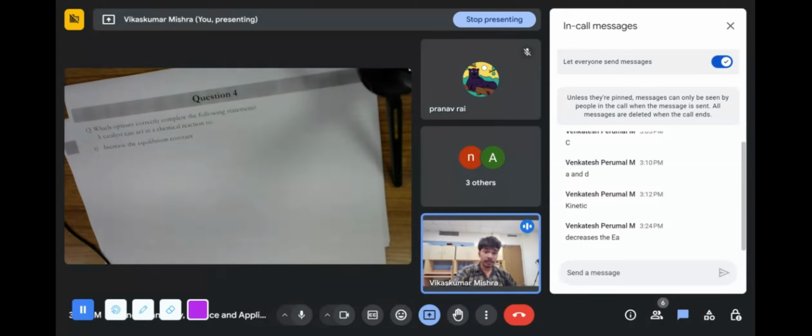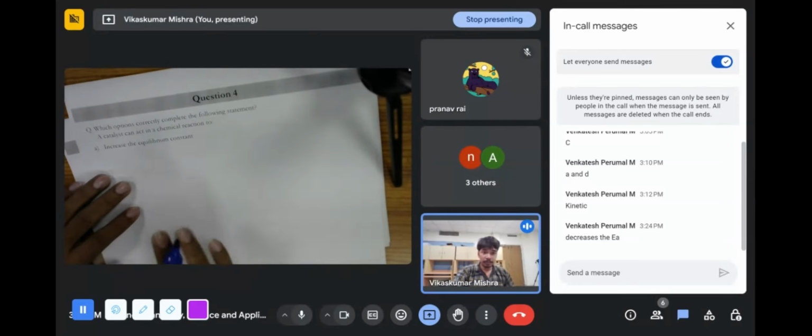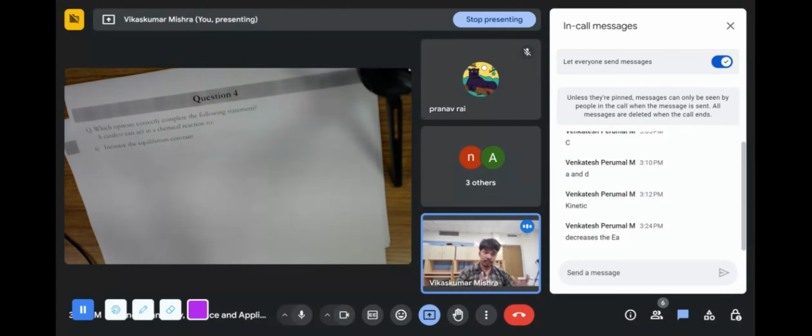What about this first option? Will it increase the equilibrium constant? Does it affect the equilibrium constant? Right. The question is, will the catalyst affect the equilibrium constant? What do you guys think? What is the equilibrium constant usually? Roughly, we can say that it is a ratio of the product to the reactant.